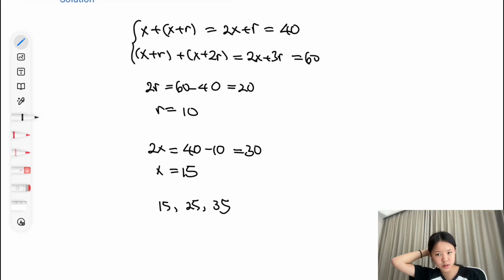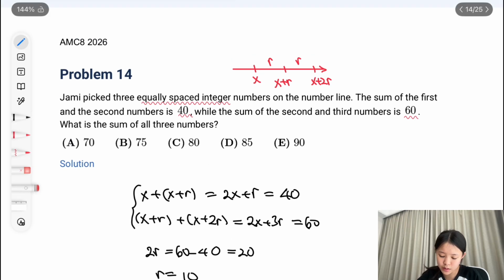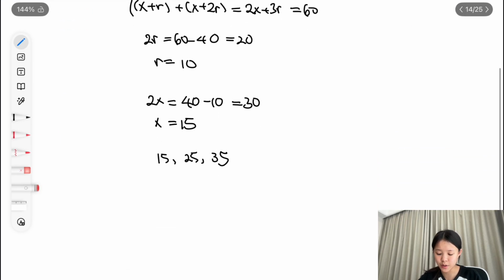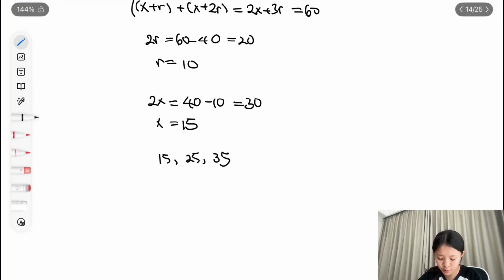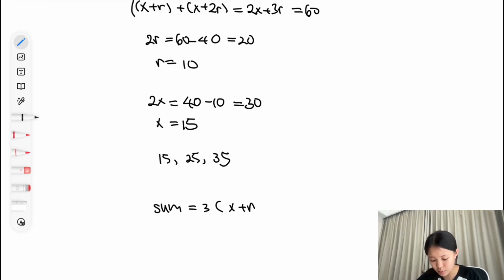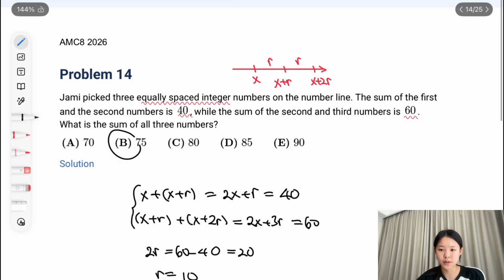However, another easier way you can look at this is, we come back up here, right? You have actually 3 x's, x, x, x, and then r and 2r. So that just means you have 3x plus 3r. So to find the overall sum, you just need to do 3 times (x plus r). And we know x and r are 15 and 10. So 3 times 25 equals 75. So our final answer is 75, which is B.